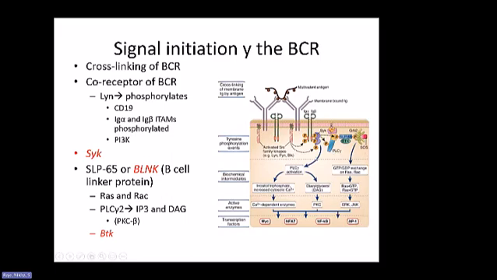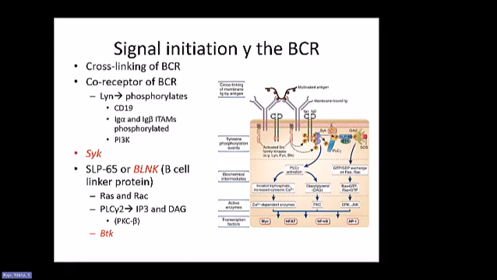The second pathway is PLC gamma. PLC gamma activation leads to IP3 and DAG. DAG leads to the activation of PKC beta here, not theta. Theta was T cells; PKC beta is in B cells. That leads to the NF-kappa B pathway. The other pathway, IP3, is the calcium dependent.